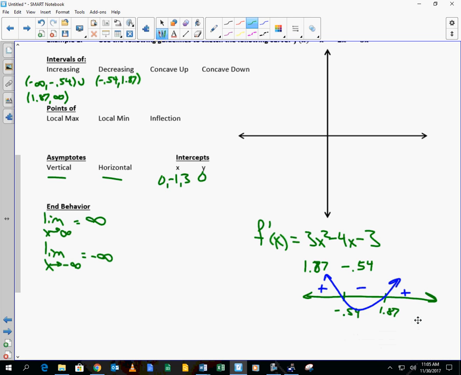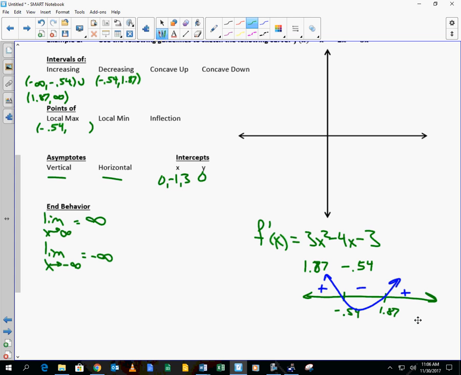All right, here we go. Local max. What do you think? Do we have a local max? Where is it? Negative 0.54. And I've got a y value. Who knows what it is? I'd have to plug that back in, right?